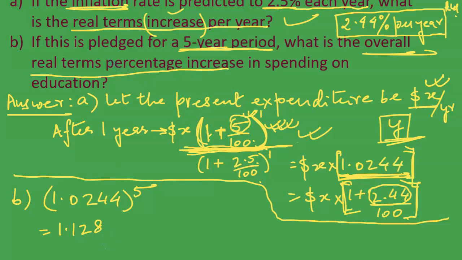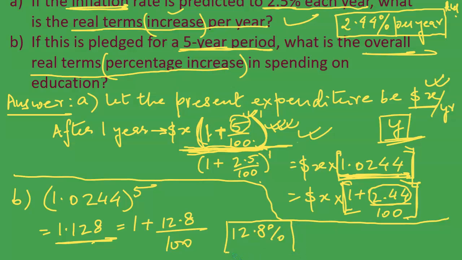Because again they are asking for this percentage increase, I have to express this in the form of 1 plus something over 100. So this is equal to 1 plus 12.8 over 100, which gives us the real terms percentage increase as 12.8%. This is the answer for the subpart B. Okay. Do I have any space over here? I can write it over here as well. 12.8%. This is the answer for the subpart B.